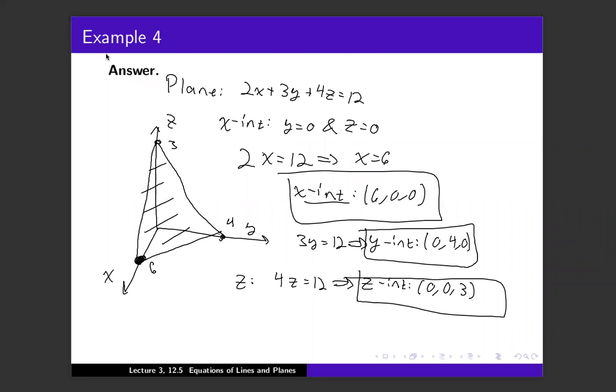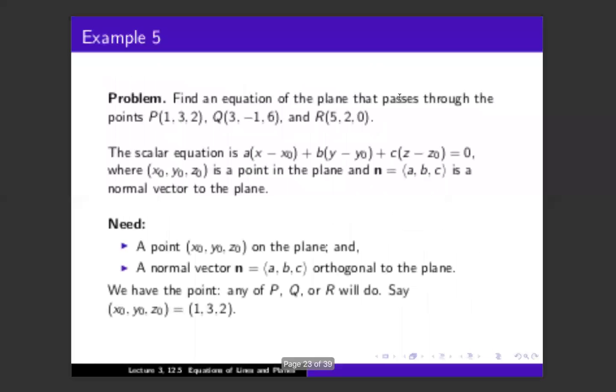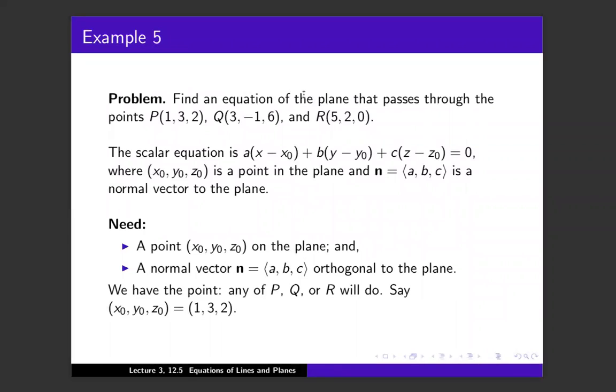All right. So questions so far? Okay, so what if you have the equation of a plane that passes through 3 points? You could, for example, look at a plane and try to figure out what the plane looks like coming from 3 points. Well, once again, you have that the scalar equation is the same thing that we had before, right? It's a(x minus x naught), b(y minus y naught), c(z minus z naught). That's all going to be 0, and x naught, y naught, z naught is a point on the plane, and ABC is a normal vector for the plane. So you need a point on the plane and a normal vector that's orthogonal to the plane.